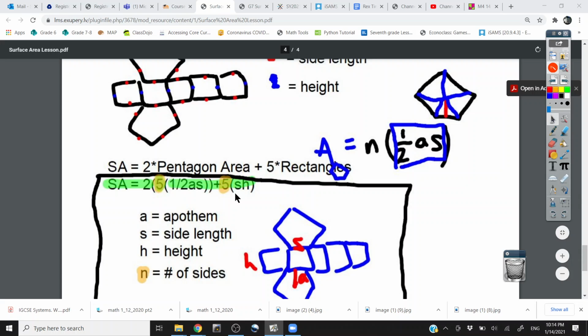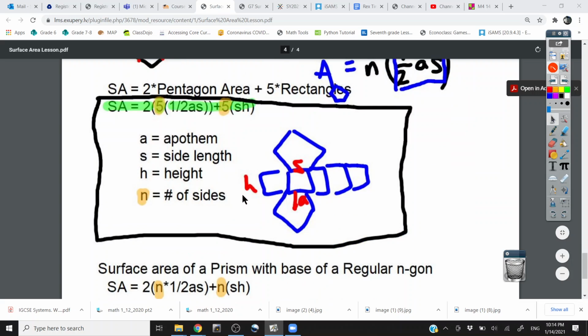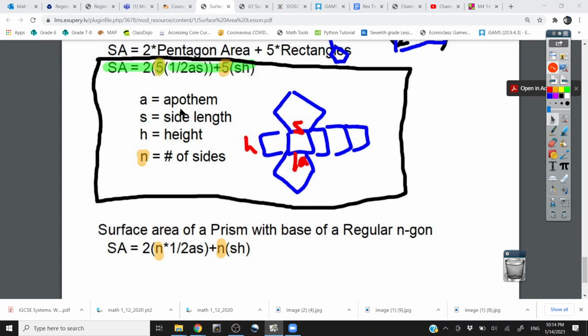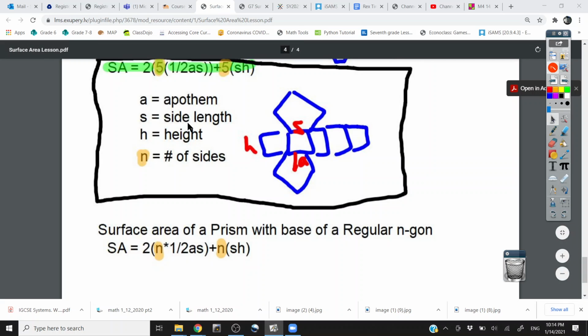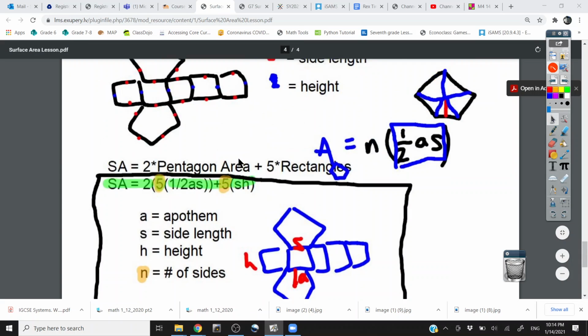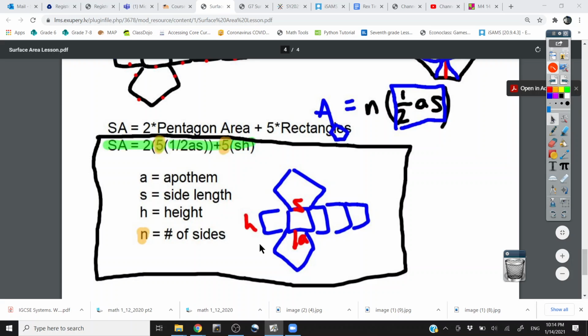So good. And then we can continue generalizing this to say that here I define my variables first of all. I should have noted that. A is the apothem, S is the side length, H is the height. So I've gone here from, we use colors, now I'm actually labeling these things. Apothem, side length, height, and this formula works for every pentagonal prism, all of them.